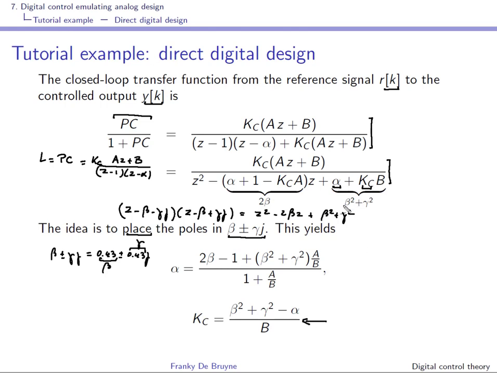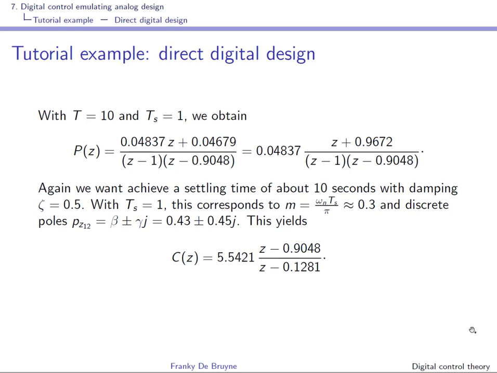Alpha plus Kcb is equal to beta squared plus gamma squared, so this is what it yields. And if you inject this one in here, and then you set this equal to 2 beta, you can isolate alpha. But anyway, you can see that you can obtain alpha and Kc as a function of the real part and the imaginary part of the poles. So with Ts equal to 1, we had already obtained the zero order hold equivalent description of the system.